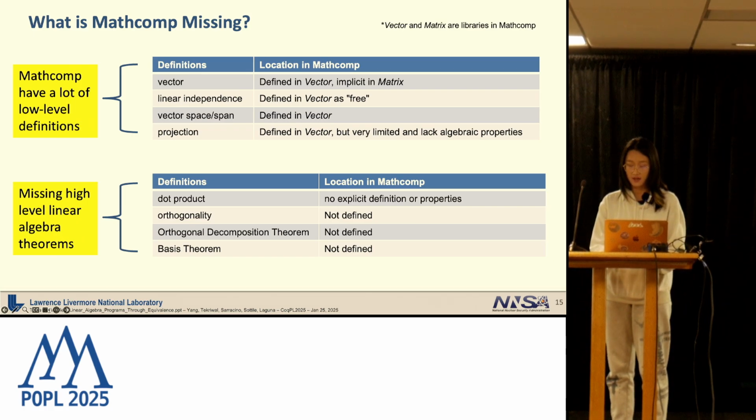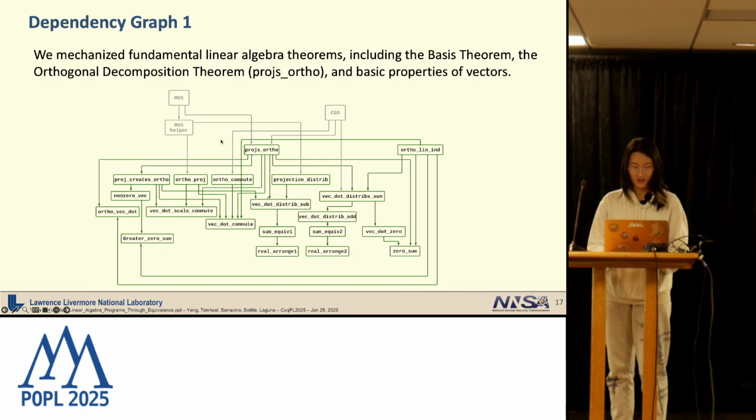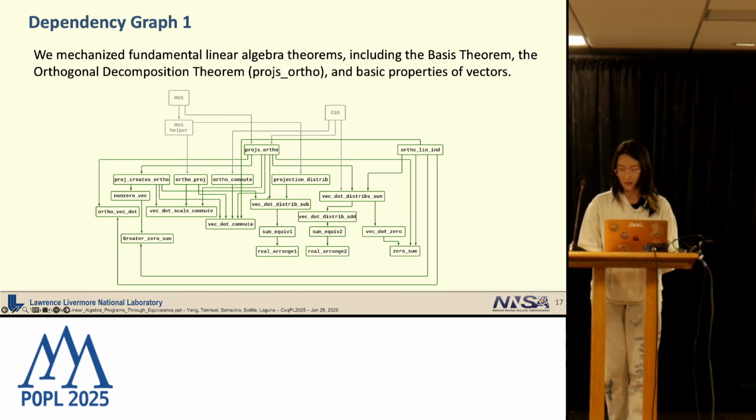It also does not have higher-level theorems such as the basis theorem that are required to prove the correctness of Gram-Schmidt. Given this situation, we used MathComp to build toward a comprehensive linear algebra library that can help with the proof of Gram-Schmidt. The library starts with our own definition of vectors, which is defined as a column matrix, and then we define dot product and projections in the usual mathematical way. I don't have the time to go over our entire library, but here is the dependency graph of the properties that were proved in the library. Here you can see that we proved the distributive property of dot product, some projection properties, and we used those more fundamental lemmas to prove more involved theorems, such as the orthogonal decomposition theorem and the basis theorem.